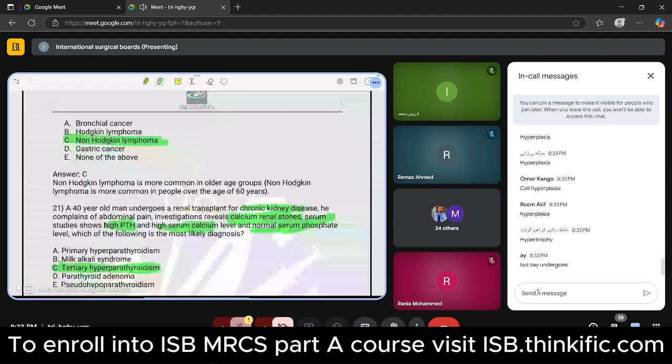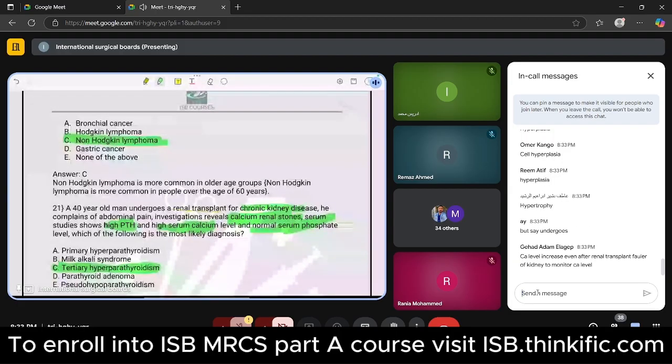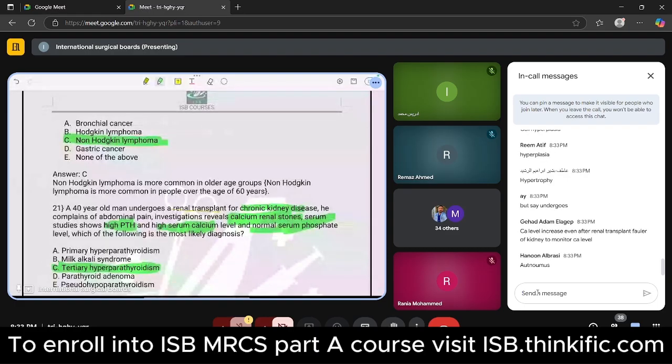The next question is, what types of parathyroid hyperplasia do you know of? There are two types, chief cell hyperplasia and water clear cell hyperplasia. I didn't understand the previous question. It doesn't make any difference that he underwent a transplant, right? Calcium level increases even after renal transplant.